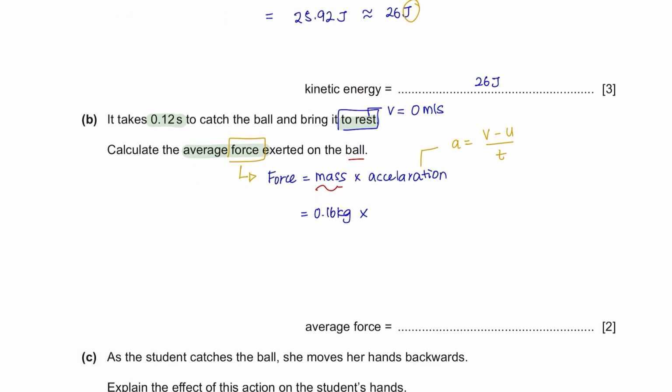So let's substitute the values. Final velocity is 0 minus initial velocity at 18 meters per second, over time, which is given here, 0.12 seconds. This will give us an acceleration of negative 150 meters per second squared. You can just ignore this negative as this indicates that the ball is decelerating instead of accelerating.